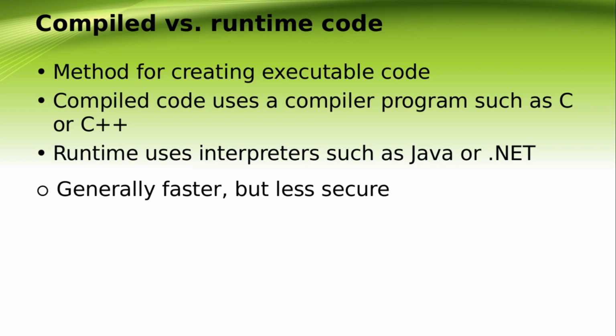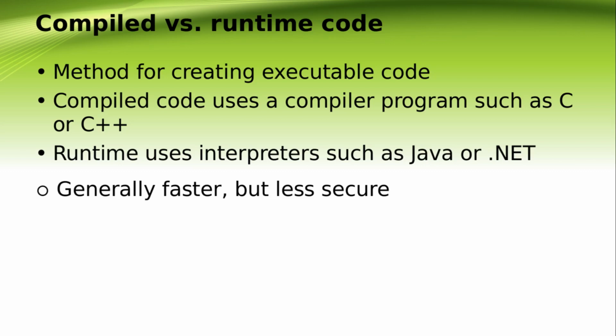So you can see the methods of creating executable code there. Compiled code uses a compiler program such as C or C++; runtime uses an interpreter such as Java or .NET. Compiled code is generally faster but less secure. So this is a bullet point. You can also find more information about compiled versus runtime code.